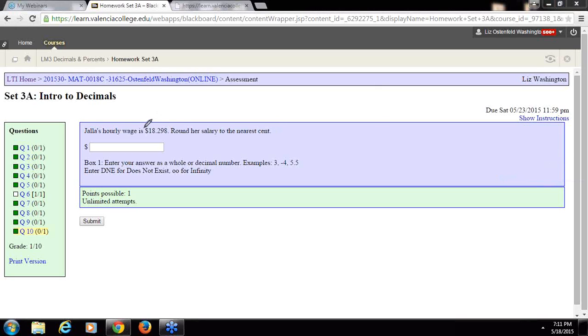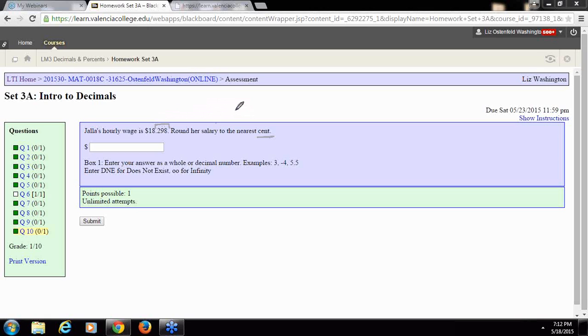It's still rounding, but it does have words. It says Jala's hourly wage is $18.298. Round her salary to the nearest cent. Which one of these numbers is the cent? The nearest cent. The 2, the 9, or the 8? Which one of those is in the cents place?